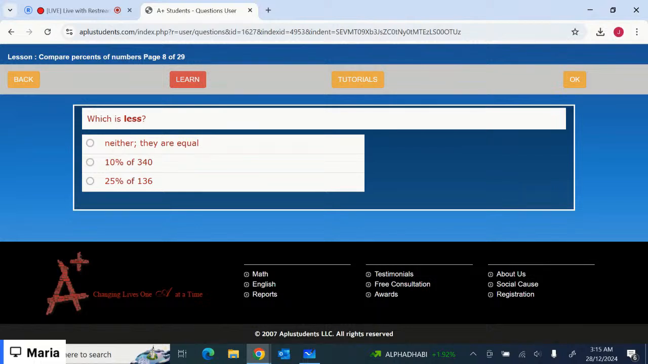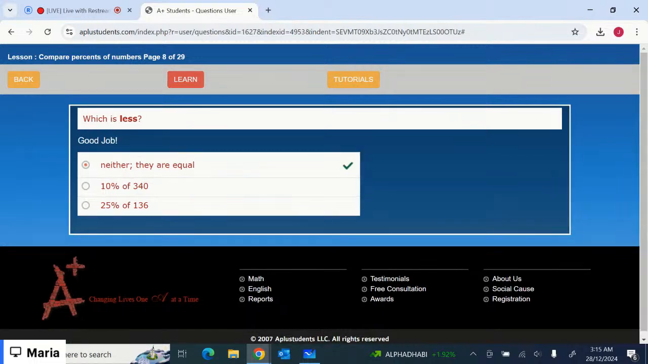Neither, they are exactly equal. The correct option is neither, they are equal.